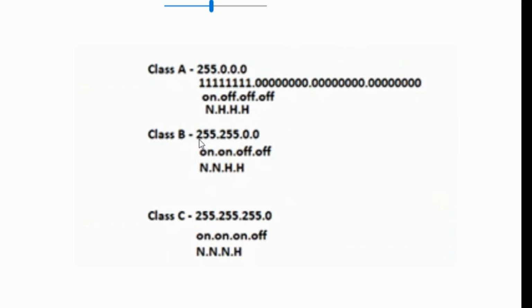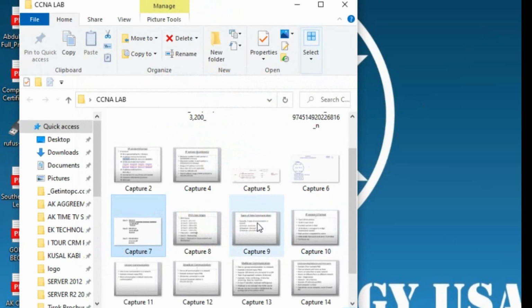Class B, same goes, 255.255.0.0. So 255 is on and the two zeros are off, and that's why I put 255 standing in the network and the two zeros standing in the host bits. Class C, same goes.